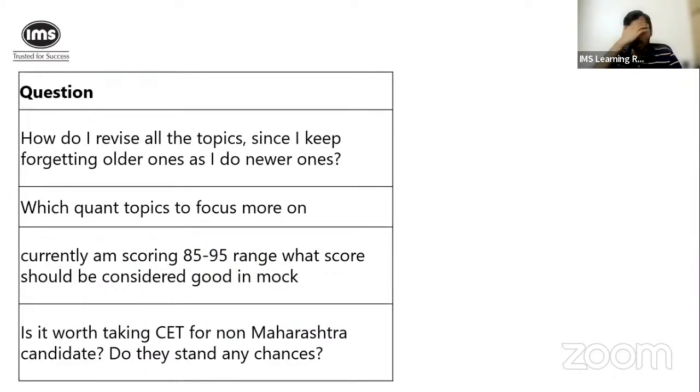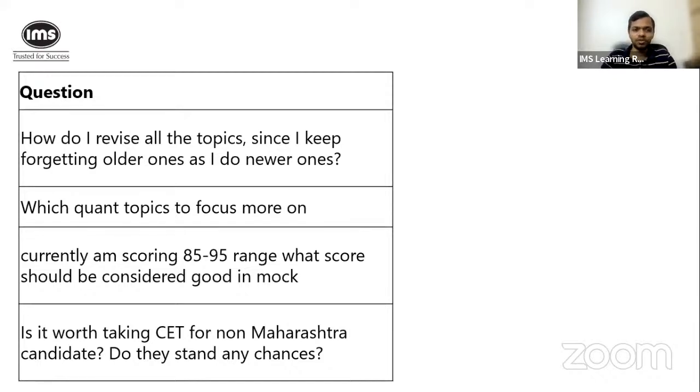How do I revise all the topics? Since I keep forgetting older ones as I do newer ones. So welcome. So that's a reality. Everybody goes through this, every single student. Okay. See, if we don't revise something on a periodic basis, we are going to forget it.